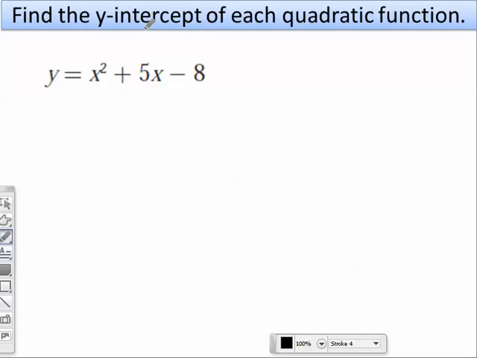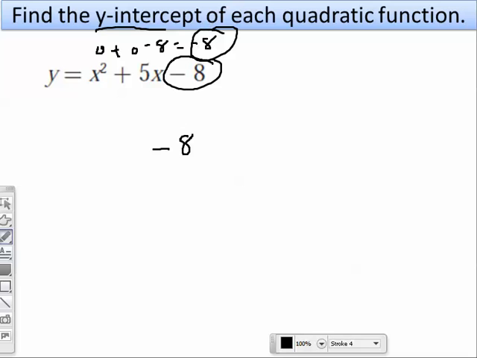It says find the y-intercepts for each of the quadratic functions. Y-intercepts. This is just so simple. Okay? I want you to think about this. Y-intercept is when x is equal to 0. 0 plus 0 minus 8 equals negative 8. My y-intercept is negative 8. It's right there. That is the y-intercept, negative 8. That's how you can go about finding these values. Easy. It gives you another value you can plot.